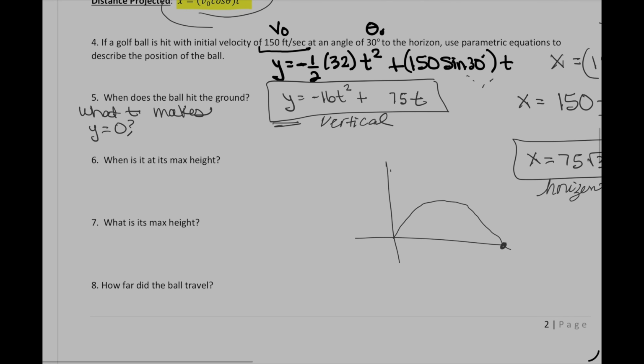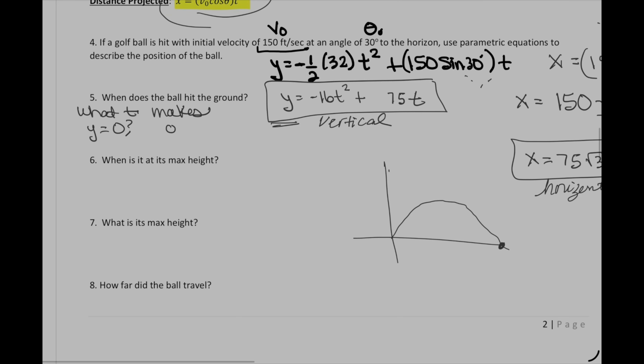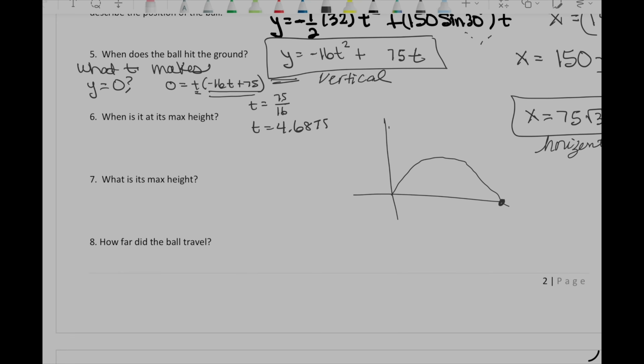This is going to look like 0 equals, I can take a t out of negative 16t plus 75. Well, I don't care about that 0. I know that that's t equals 0. How about this one? This t value is going to be 75 over 16 when you solve, okay? All right, I'm going to grab my calculator.